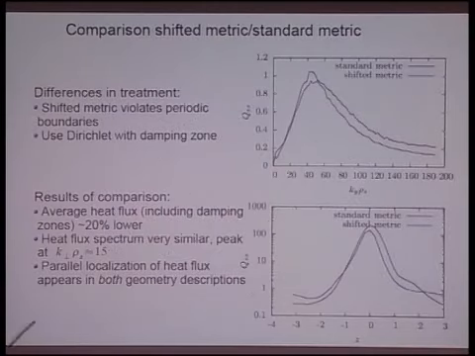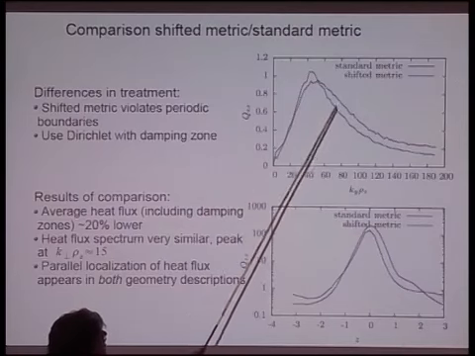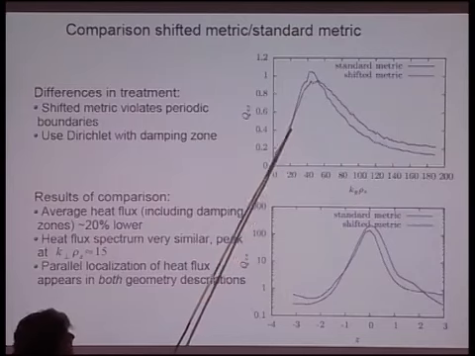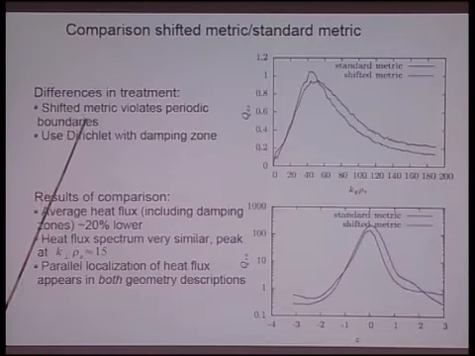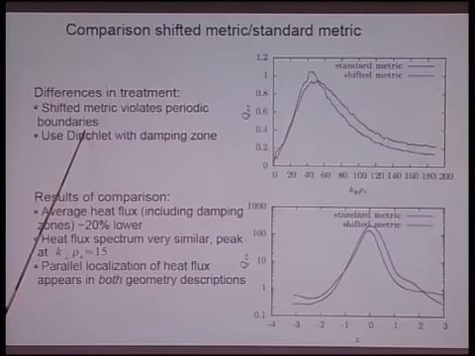And to make a long story short, here you see simulations with standard metric in red and shifted metric in blue. The differences are probably mainly due to the fact that with shifted metric, you cannot use periodic boundary conditions anymore in the x direction. So we had to work with Dirichlet boundary conditions and introduce a damping zone.